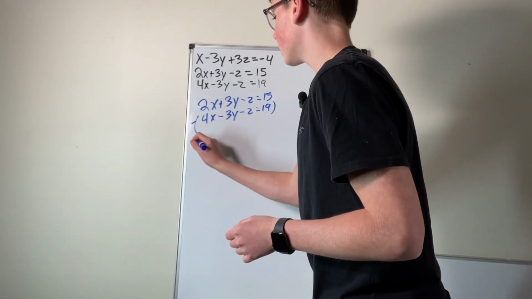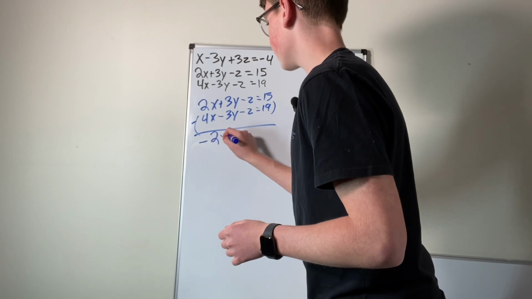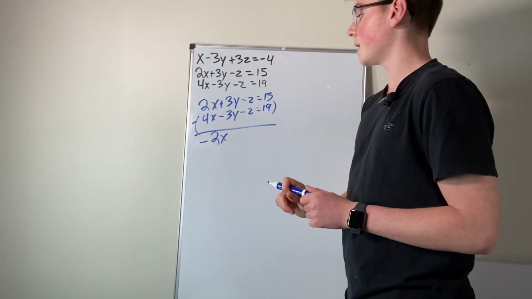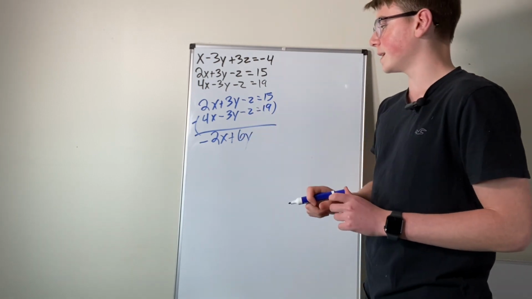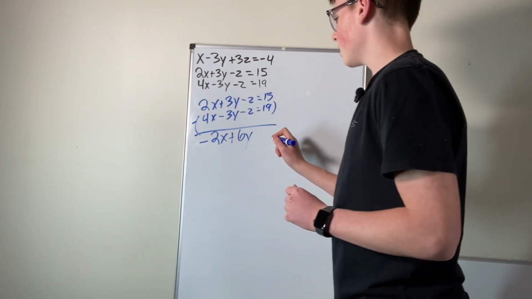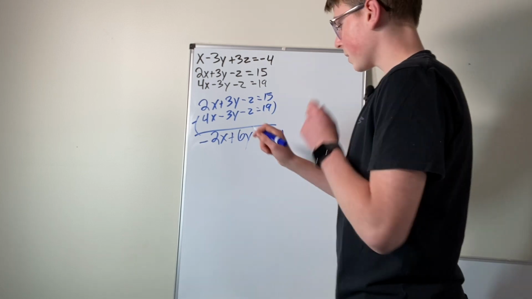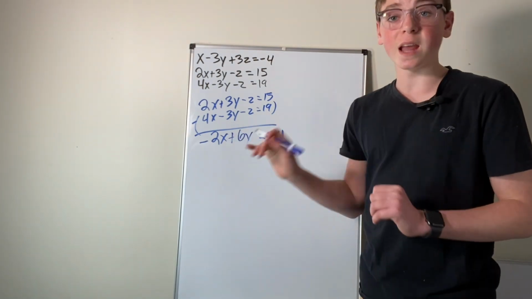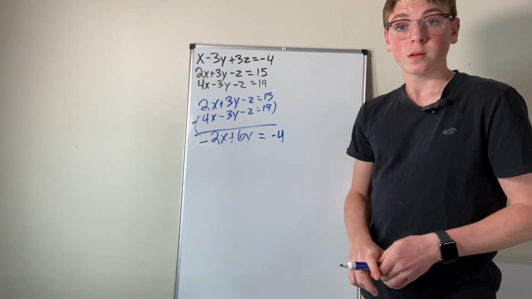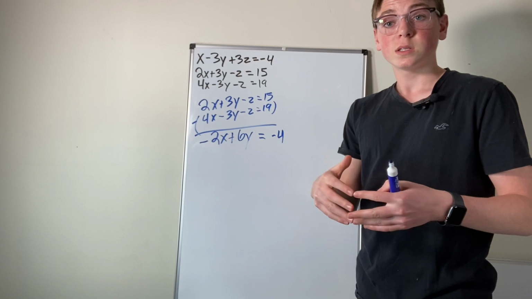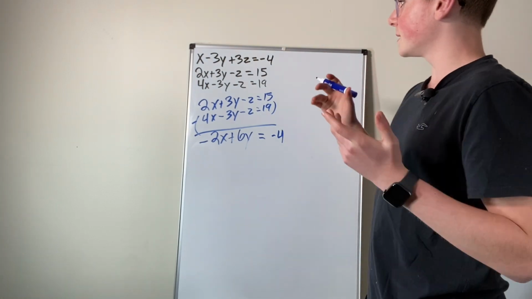So let's subtract. 2x minus 4x is negative 2x. 3y minus negative 3y is positive 6y. Negative z minus negative z is 0. And 15 minus 19 is negative 4. Now, we need another equation that does not have a z in it. So then we can solve that series of equations through elimination. So let's find out how to get rid of a z again.